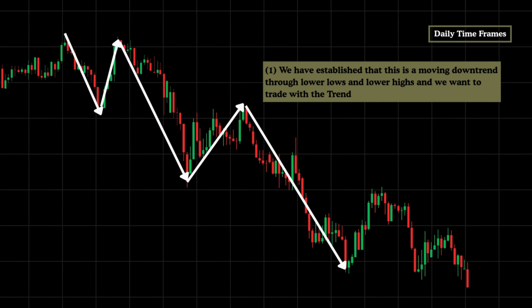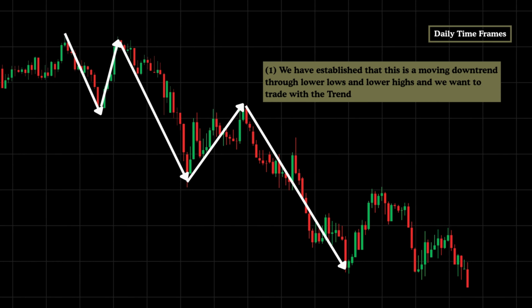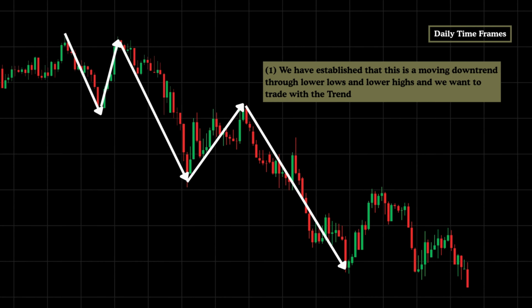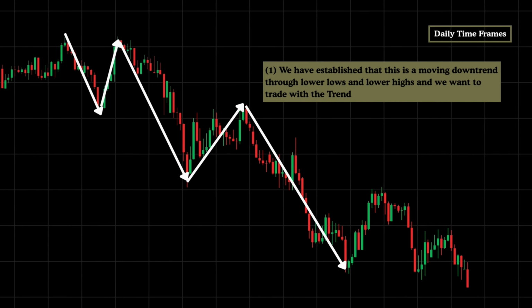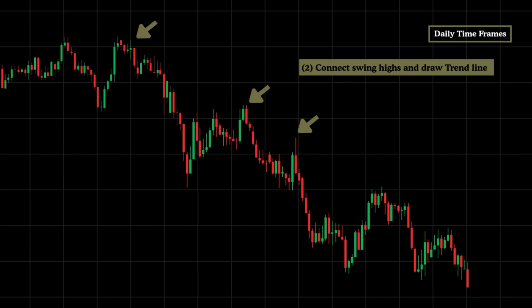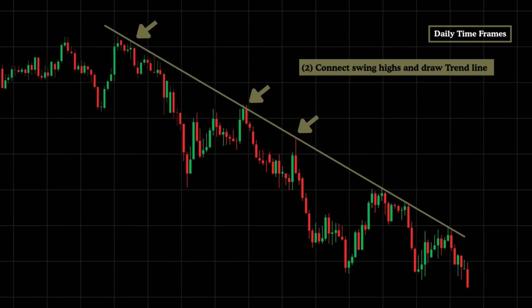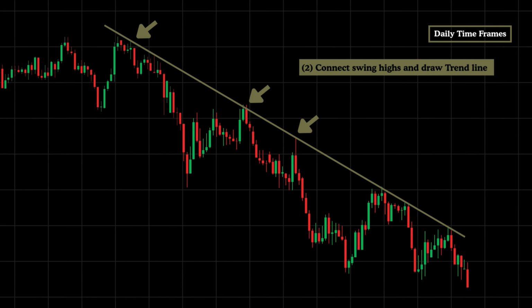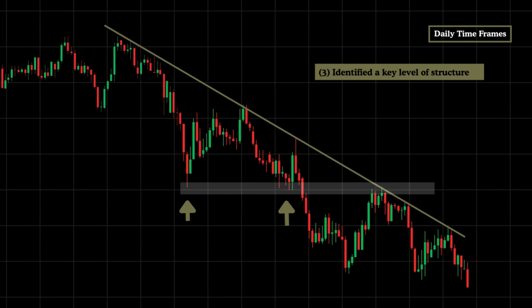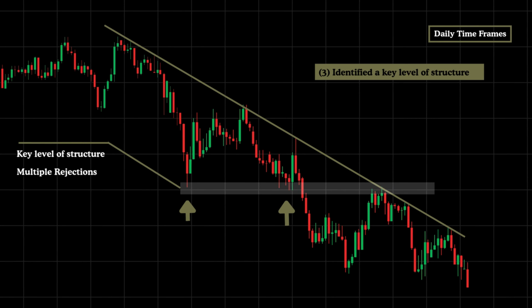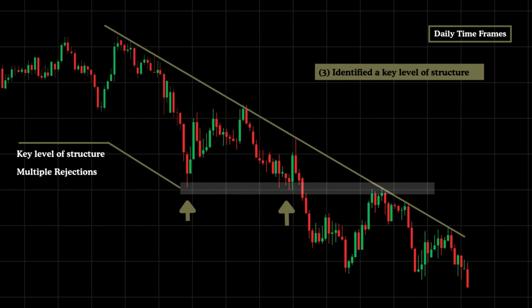First, we identify that this is a moving downtrend, as price is making lower lows and lower highs. Therefore, we want to trade in the same direction with the moving downtrend. Second, we connect these 3 points and draw the trend line, stretching it further in case price pulls back to it. Third, if we look left, we can see this interesting area here, a key level of structure with multiple rejections that can now act as resistance.